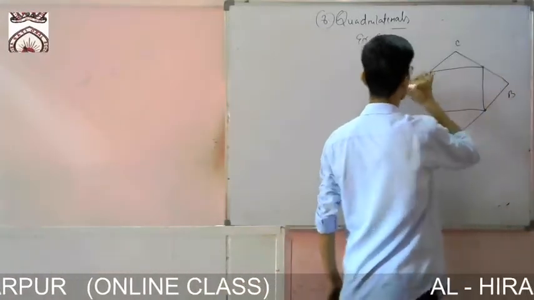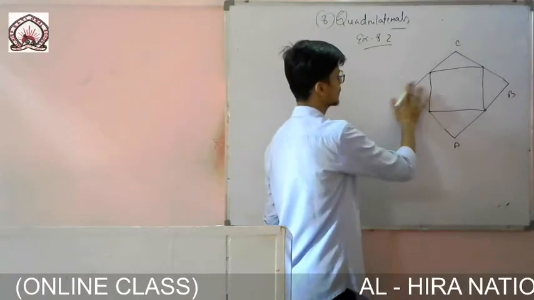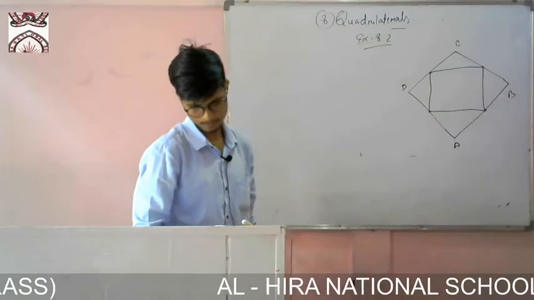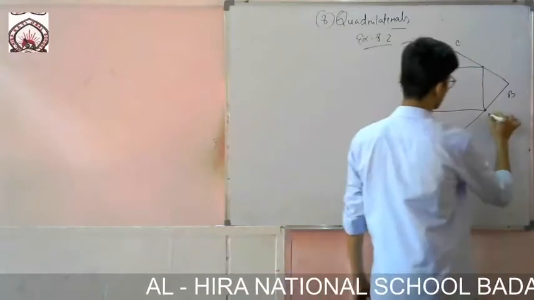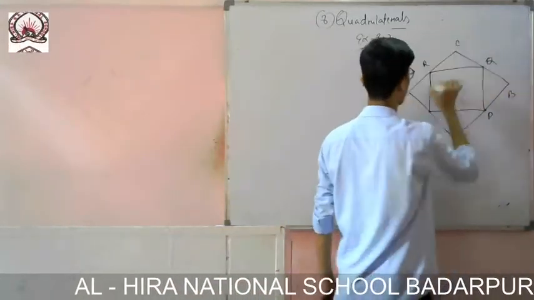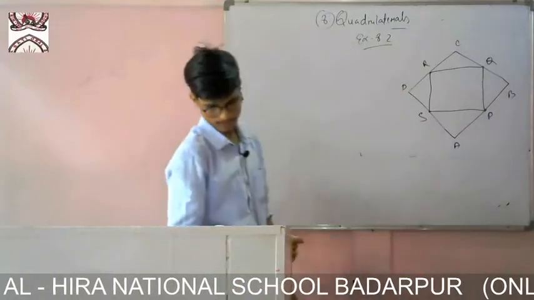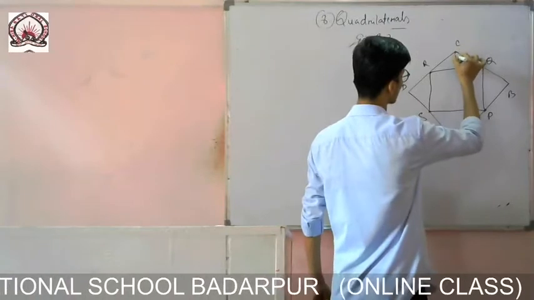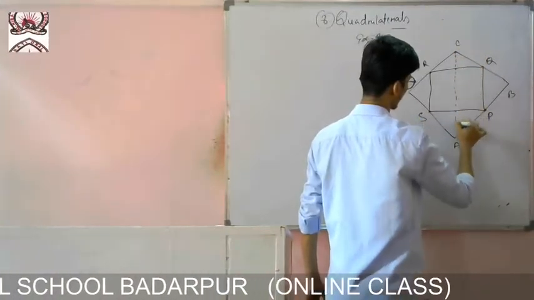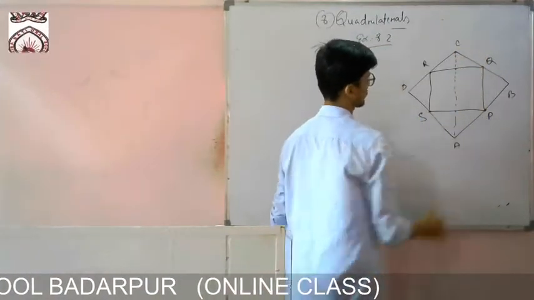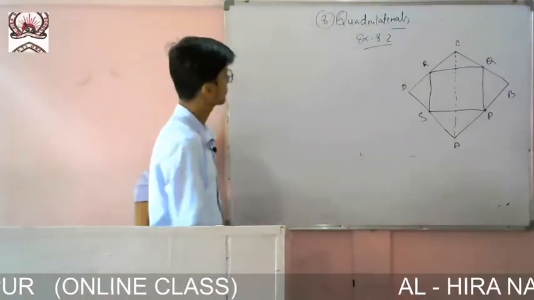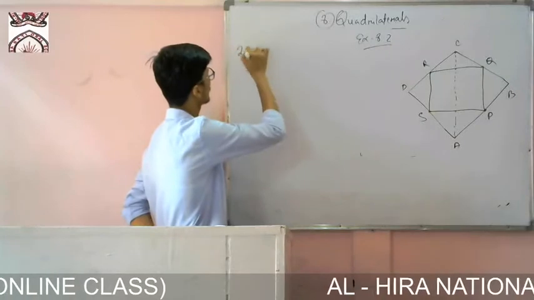A, B, C, D I have given, and the midpoints start from A, B, so it is P, Q, R, S. This one is P, this one Q, this one R, this one S. So this is the figure, and I am drawing a diagonal AC because I need it. Okay, so this is our figure. Now, question number 2.